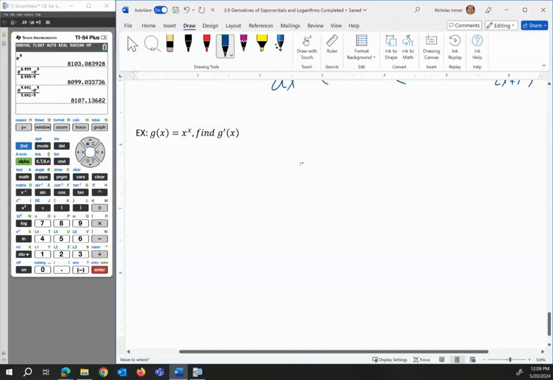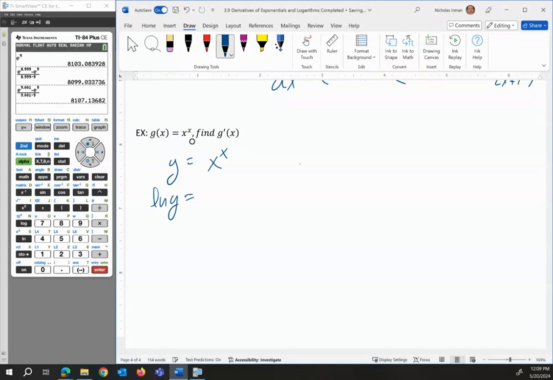So we have to apply that logarithmic differentiation again. So we say y equals x to the x. We take the natural log of both sides. Now by taking the natural log of x to the x, I can say this is x times the natural log of x. The exponents move to the front. We can now take the derivative.